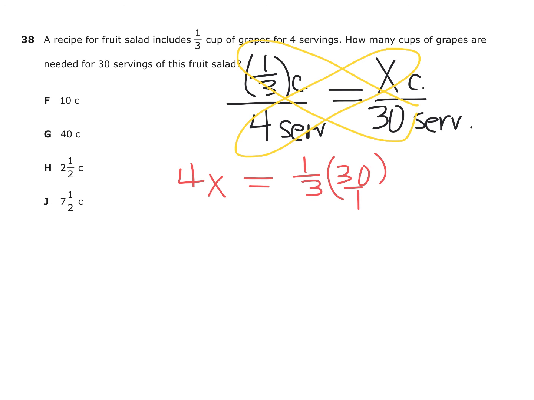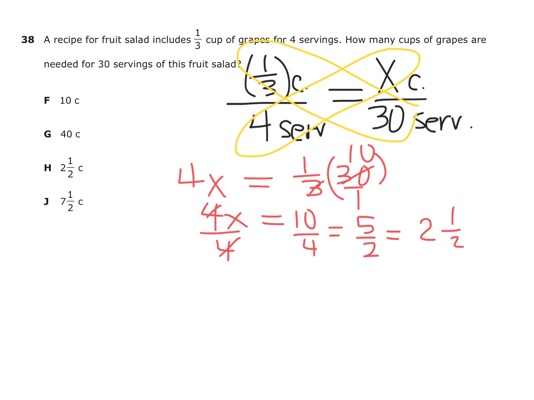So this is 30 over 1. 3 goes into 30 10 times. So 4X equals 10. So then what? Divide by 4. So X is going to be 10 over 4, which reduces to 5 over 2, which is 2.5. 5/2 is 2.5. So there's an answer here that says for 38, the answer is H, 2.5. 2.5 cups is what you need. Okay.